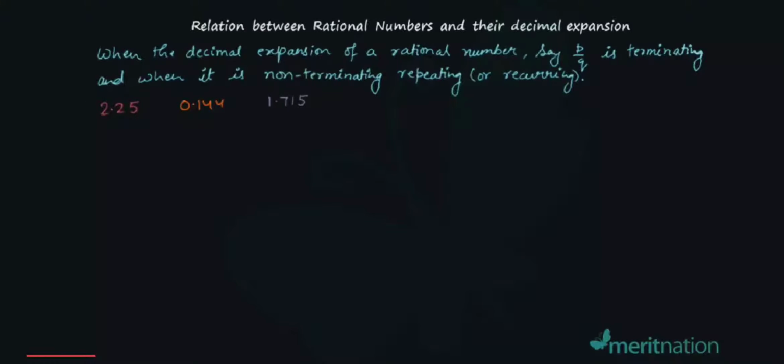Let's start with 2.25. For this, you will write 225 and divide it by 100, right? One followed by two zeros. Why two zeros? Because there are two digits after the decimal over here. We can further write it down as 225 divided by 10 squared, because 10 squared is 100, right? A very, very simple thing.